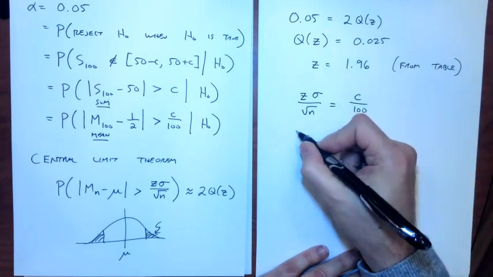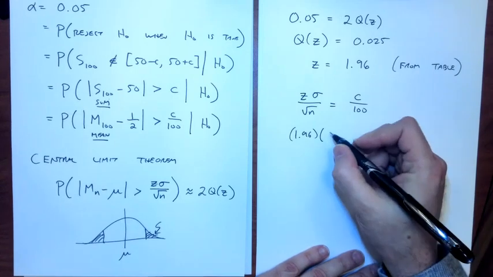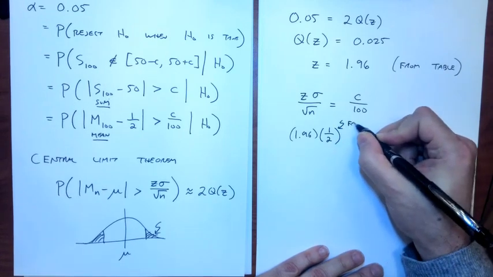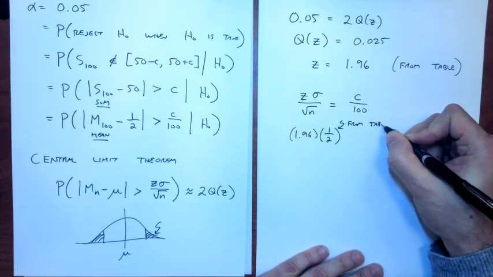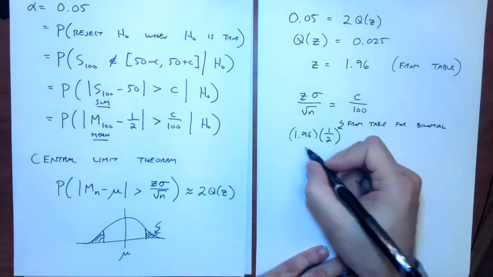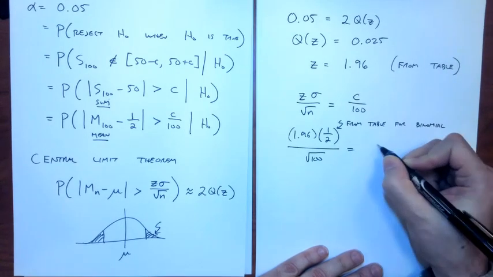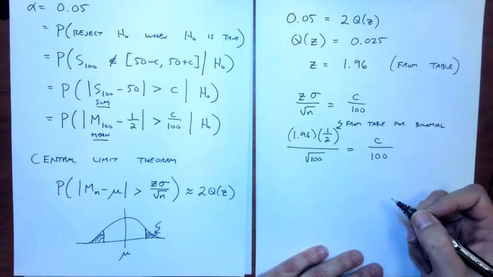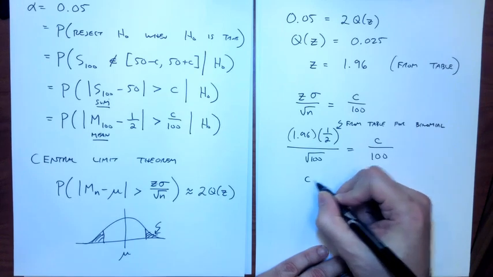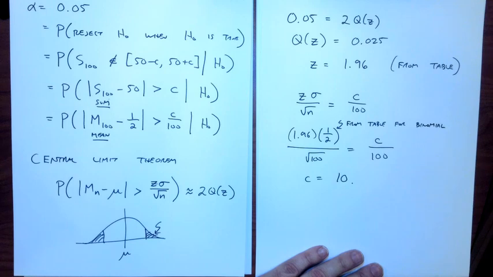Now, what do I know? z is 1.96. Sigma is the sigma that comes from the binomial distribution. I can get that from the table for the binomial distribution. Then I divide by the square root of 100. This has to equal c over 100. Then I solve for everything, and I guess what I get is c equals 10, as it turns out. Pretty clean.